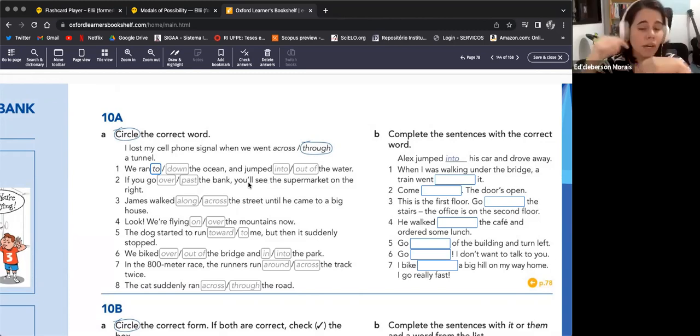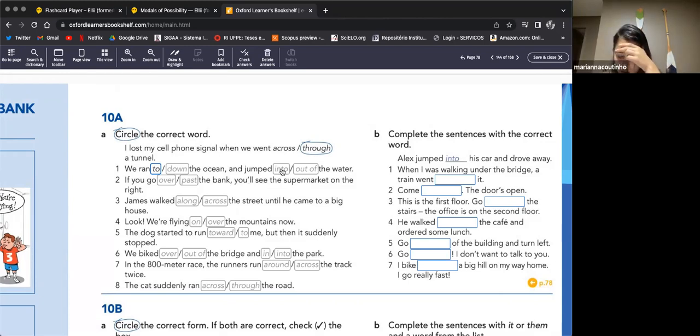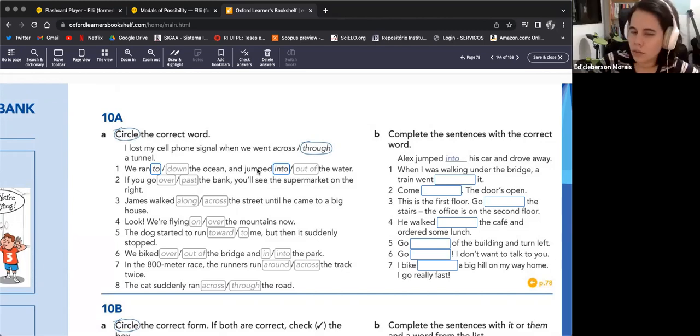And the second. And jumped into or out of the water? If you are running to the ocean, into. You're going into the water, okay? Let's check. That is correct, okay? So we ran to the ocean and jumped into the water. Tipo, e pulou na água, ok? Dentro da água. Into. Out of se tivesse saído da água. Okay?